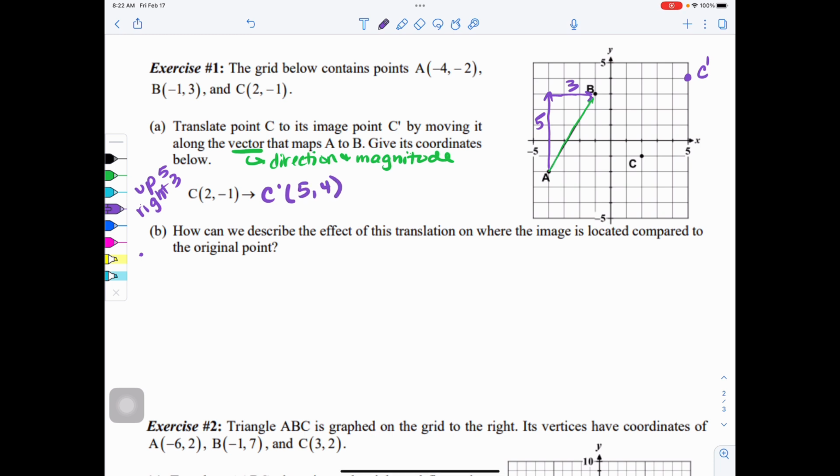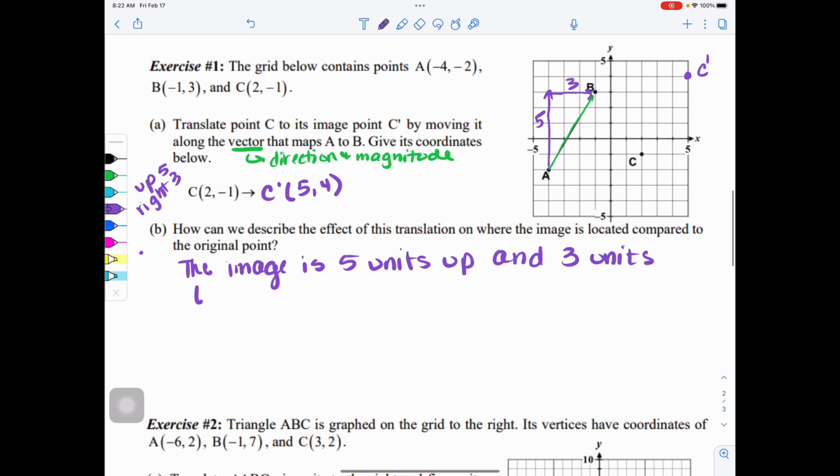That's the new location. Now, B says, how can we describe the effect of this translation on where the image is located compared to the original point? So, the image is 5 units up and 3 units to the right of the original point.